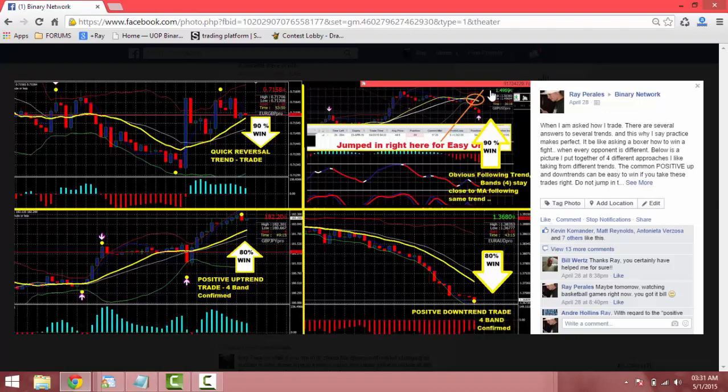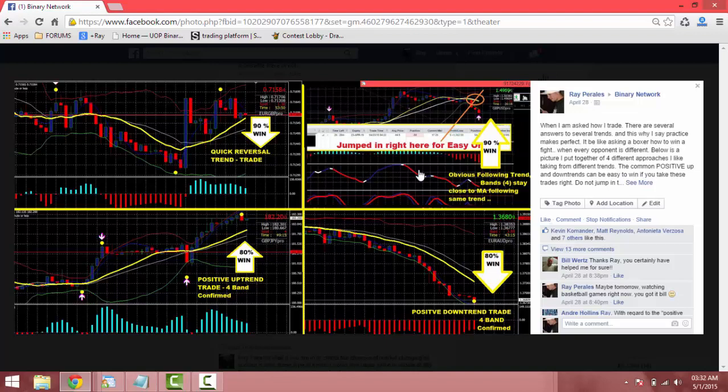These kind of trends right here are pretty rare to find. When I do see them, I take advantage of them, of course, and this takes a lot of practice. So you guys want to practice this a lot. Okay, so let's go with your bottom left one.